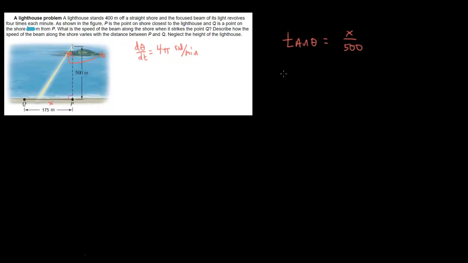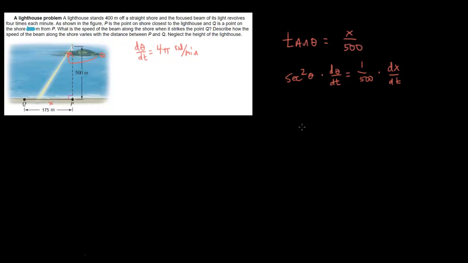Well, let's see. What's the derivative of tangent? It's secant squared. But we took the derivative of the theta term with respect to t, so we have to multiply times d theta dt. Over here, well, what's the derivative? Don't do the quotient rule. You have a constant you can pull out, which is 1 over 500. The derivative of x would just be dx dt. So we have 1 over 500 times dx dt. Okay.